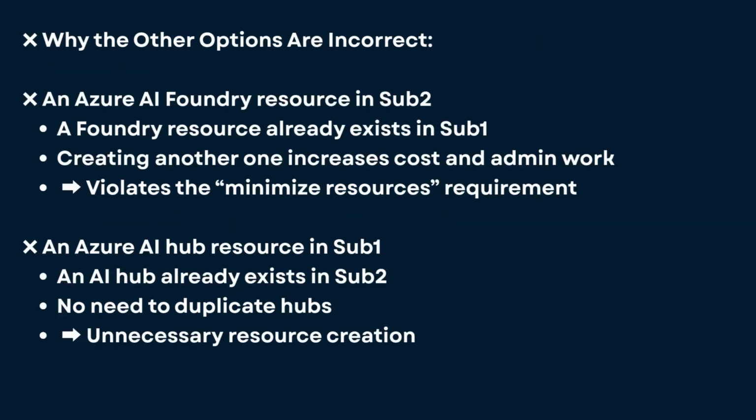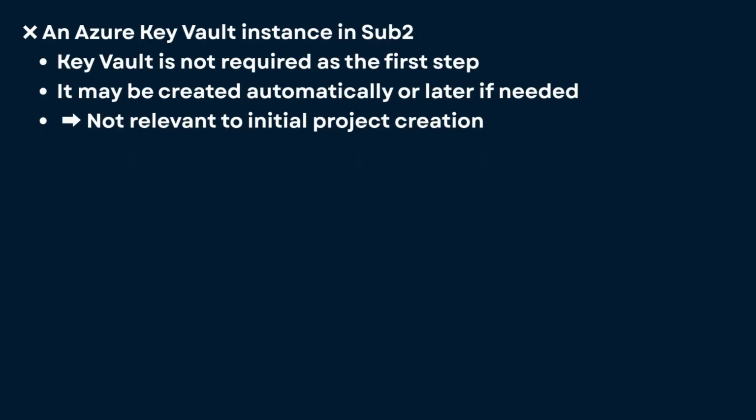Now, let's quickly see why the other options are incorrect. Creating an Azure AI Foundry resource in Subscription 2 is unnecessary, because one already exists in Subscription 1. This increases cost and administrative work. Creating an Azure AI Hub resource in Subscription 1 is also unnecessary, because an AI Hub already exists in Subscription 2. Creating an Azure Key Vault instance is not required as the first step. It may be created automatically later if needed, but it is not relevant to initial project creation.